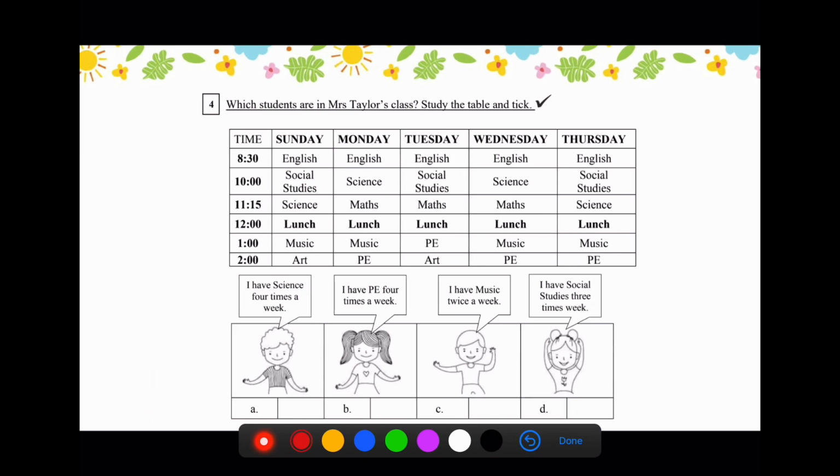For example, here for A, I have science 4 times a week. Look at the timetable, 4 times a week. Science. You circle science 1, 2, 3, and 4. So if it's correct, you have to tick. If it's incorrect, you don't have to tick. Okay, got it?